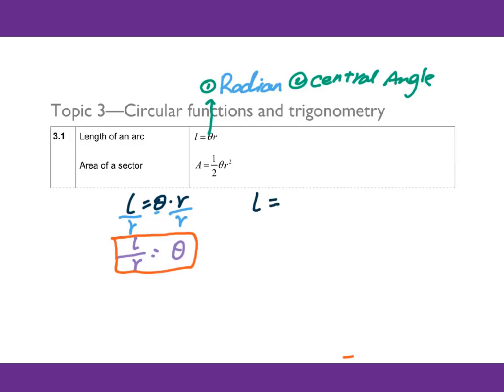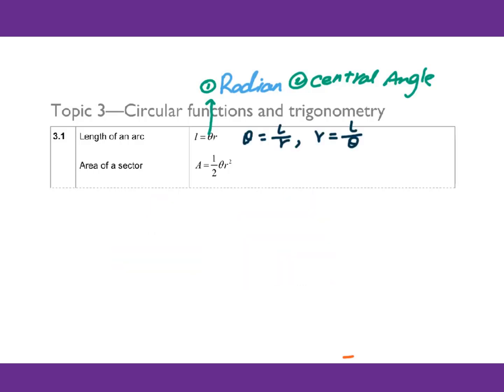Let's still look at L equals theta times R. How do we work out this R? You have to get rid of this theta by dividing by theta on both sides. Therefore, R equals L over theta. If you are given arc length and theta, the central angle in radians, then the radius will be L over theta.